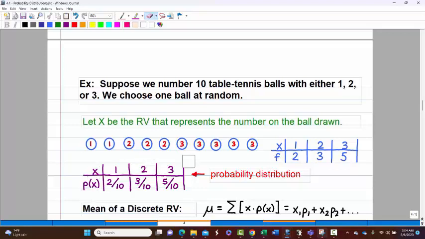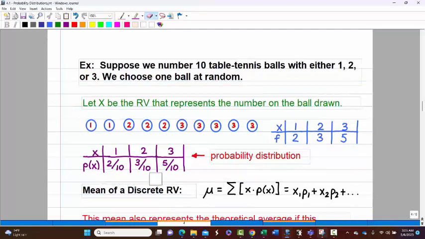So you pull one out, and what's the probability you get each of these? Well, there's two ones, so you've got a 2 out of 10 chance of getting a one. For the twos, 3 out of 10 chance. For the threes, 5 out of 10 chance. And my probabilities do add up to one, so that's good.